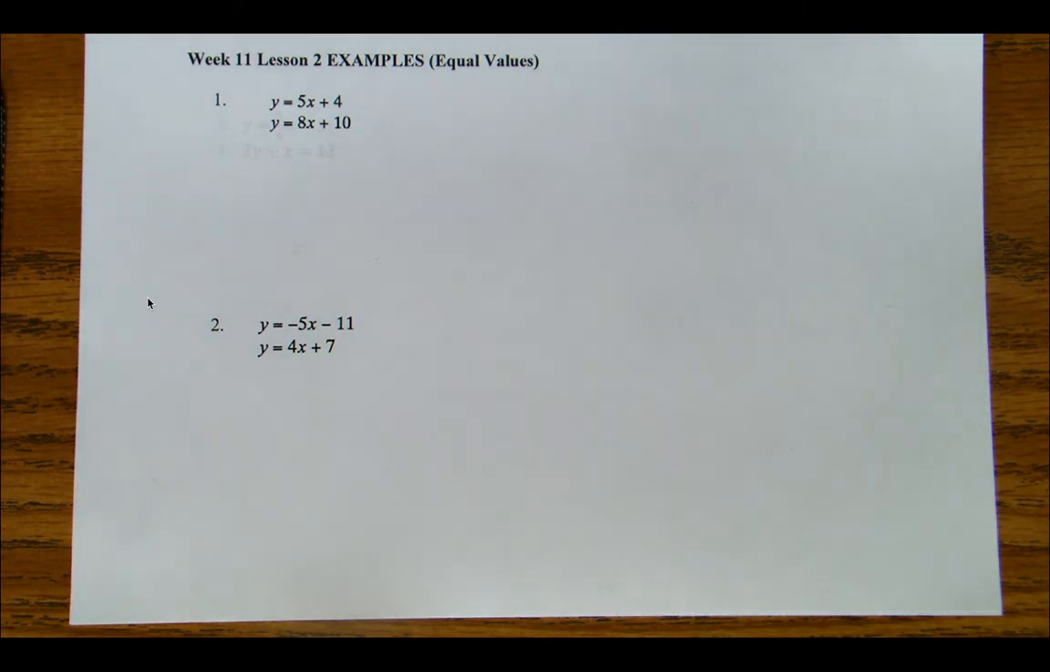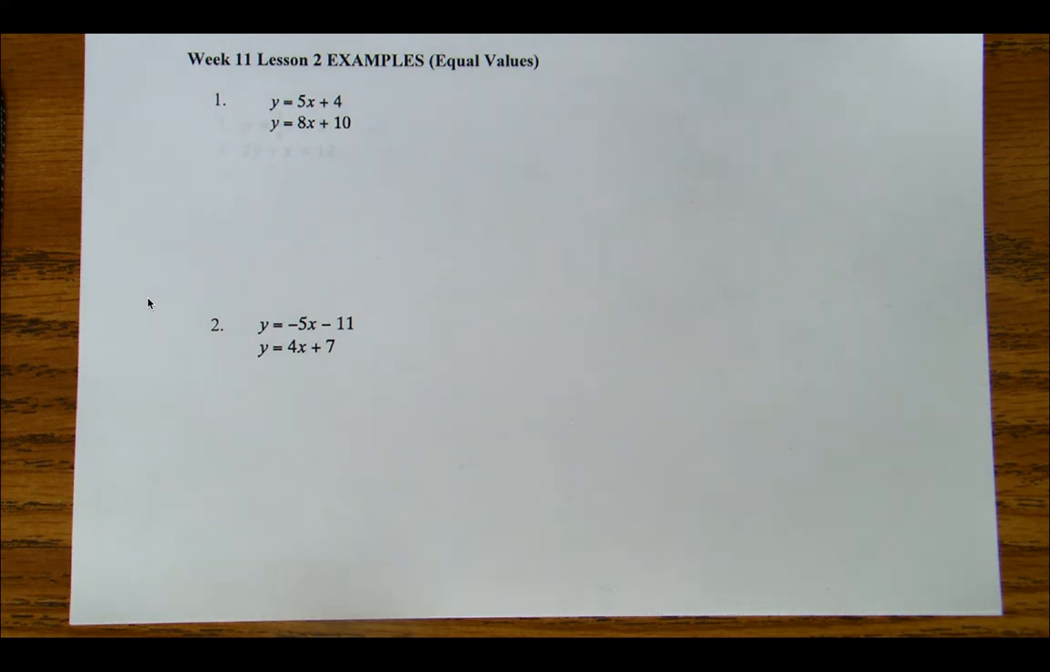In this video, we are going to look at using the equal values method in order to solve a system of equations. A system of equations means that usually I have not one line, but now I have two lines or more that I'm looking at, and I want to know where they intersect. For our purposes, we will only be looking at two lines, and I want to find out where they intersect.